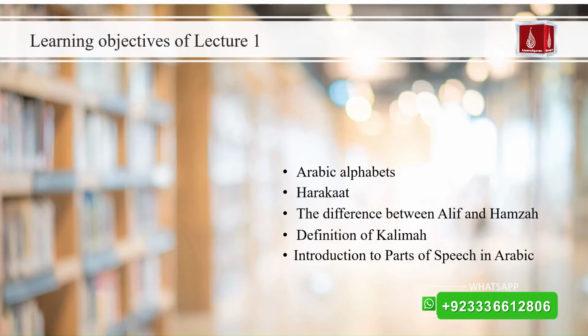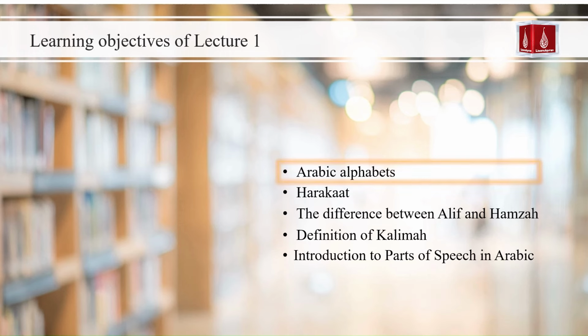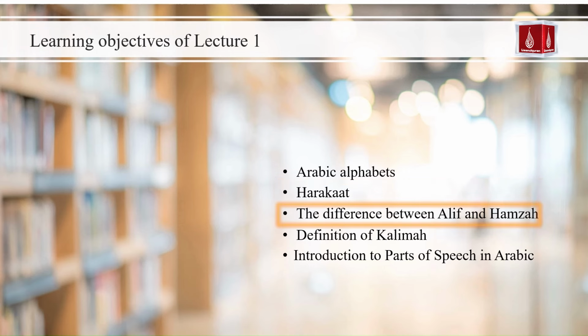The following are the objectives for the first lecture. Today, we are going to learn about the Arabic alphabets. We are also going to learn about Harakat in Arabic grammar. We are going to understand the difference between Alif and Hamza. We are also going to study the definition of kalima. And finally, we are going to have a brief introduction to the parts of speech in Arabic language.